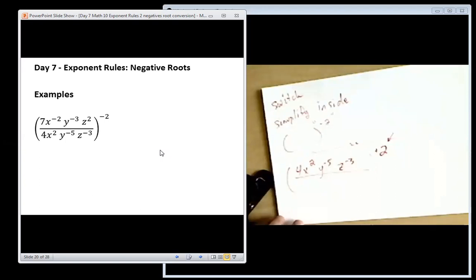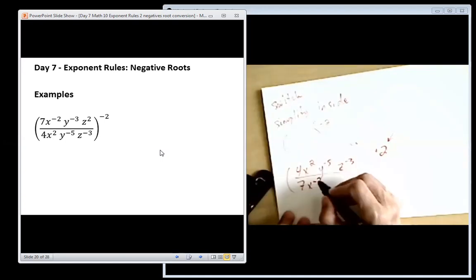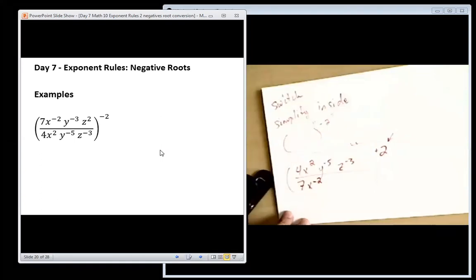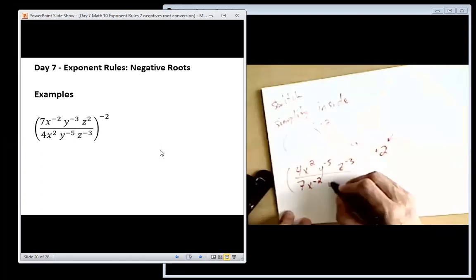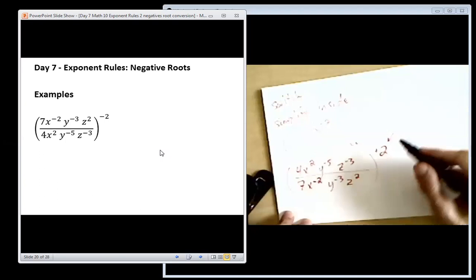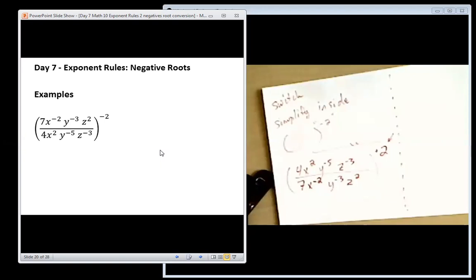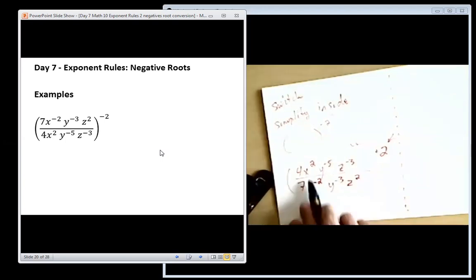They just go top to bottom, bottom to the top. What do we got for the next one? 7x minus 2. y minus 3. z squared, no change. But this on the outside, recognize that changed, right? Okay. So now we're going to start taking a look at the inside, the x's and the y's and the z's, right?